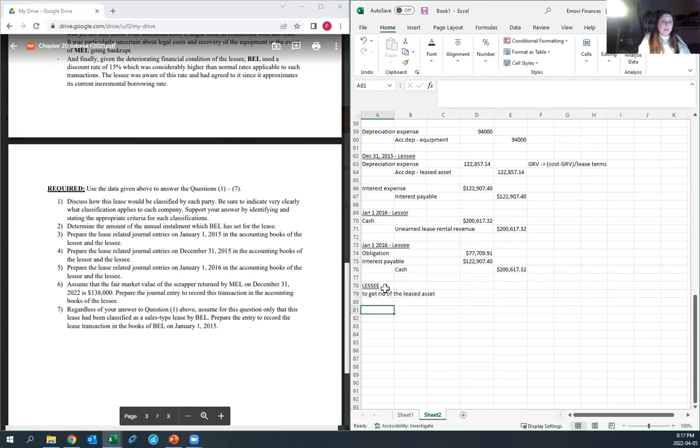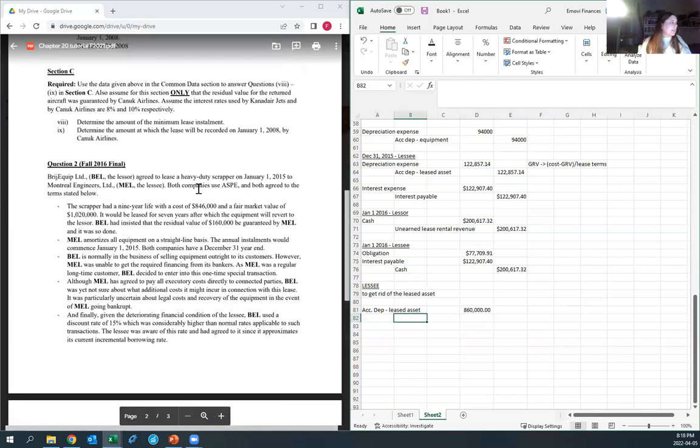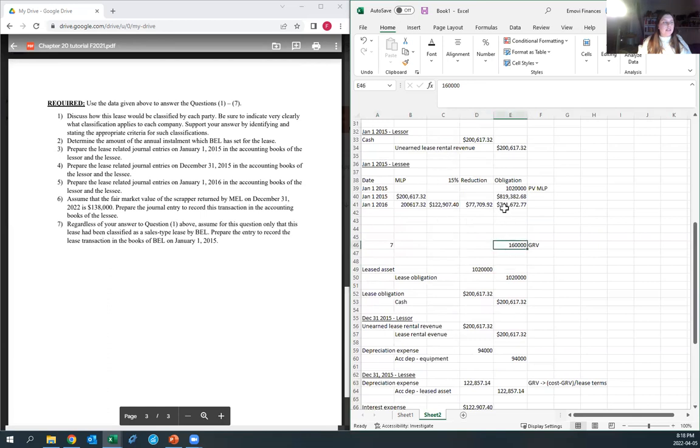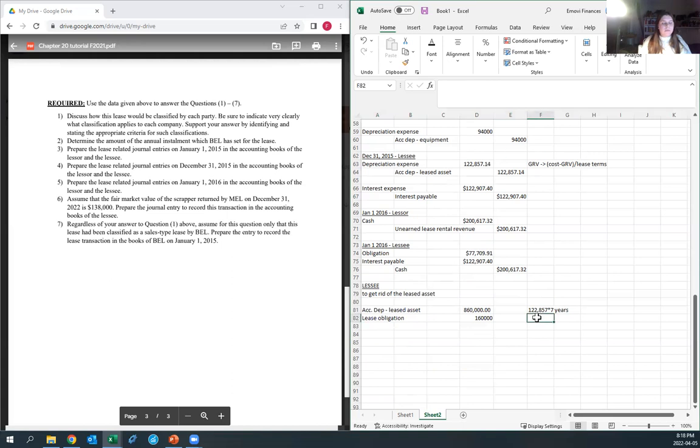So first, to get rid of the lease assets, you're going to have to remove your accumulated depreciation, which is the 122,857 times 7 years. And then you get rid of your lease obligation, which should have a balance of 160,000, which was your guaranteed residual value, right? So at the end here, your lease obligation had the book value of 160K. And your lease assets, which had a cost of $1,020,000, is out of your books.